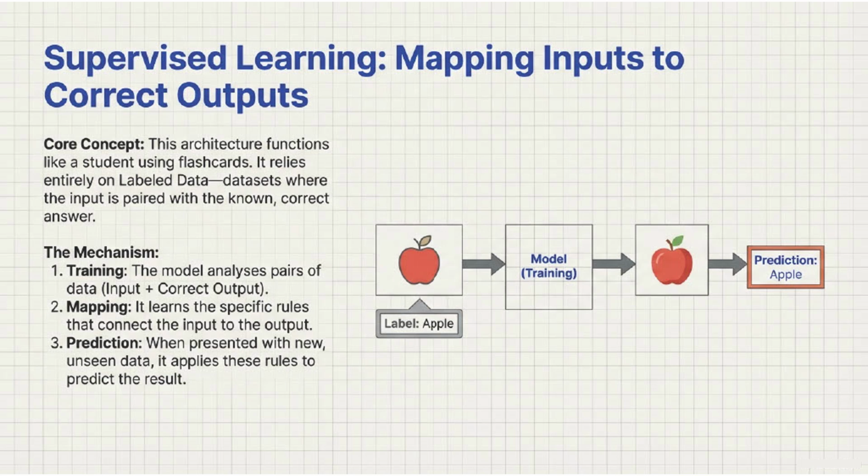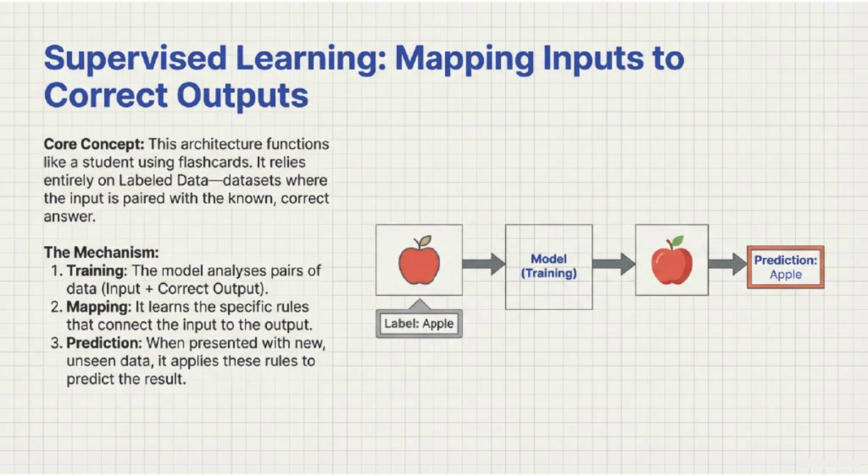Then comes step 2, mapping. So the computer tries to figure out the rules. It asks itself, what makes this thing an apple? It starts to notice the curve, the red color, the stem. It builds this mathematical bridge connecting the visual input to the text output.